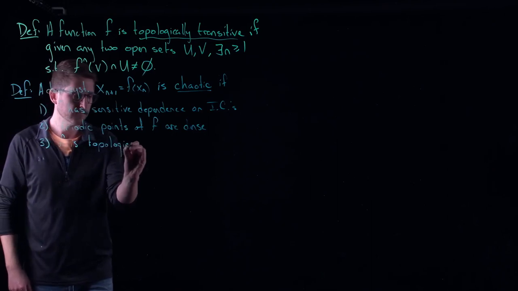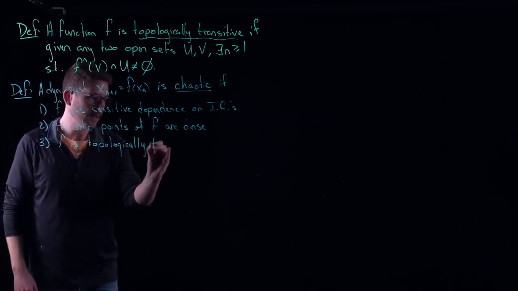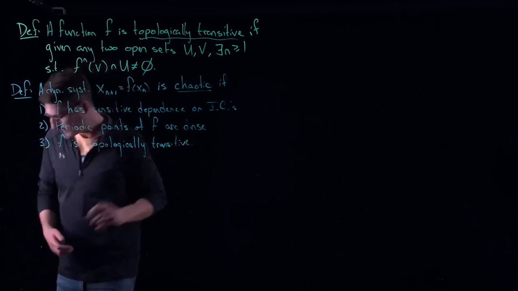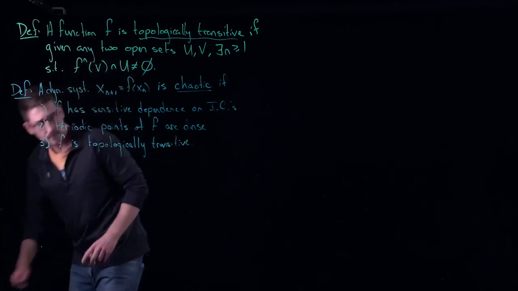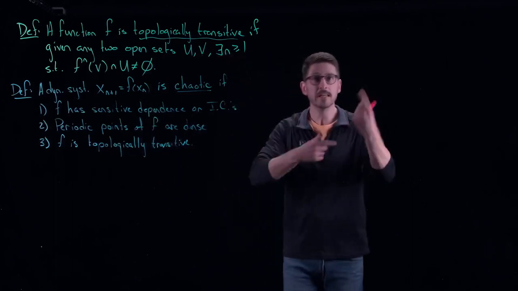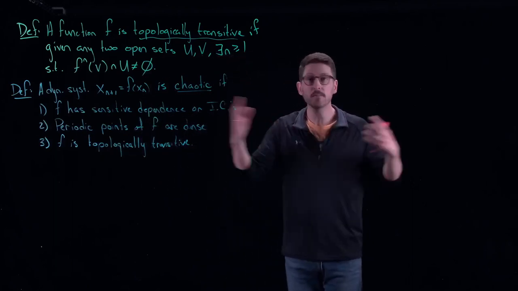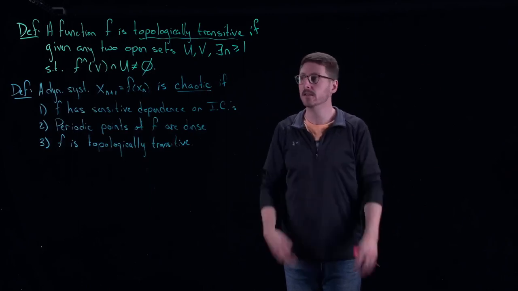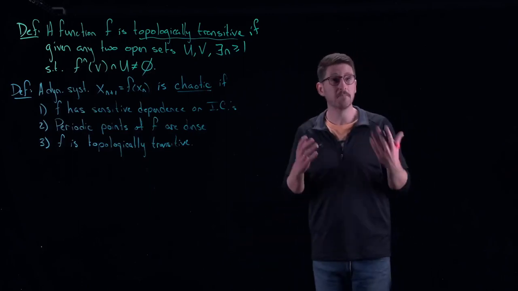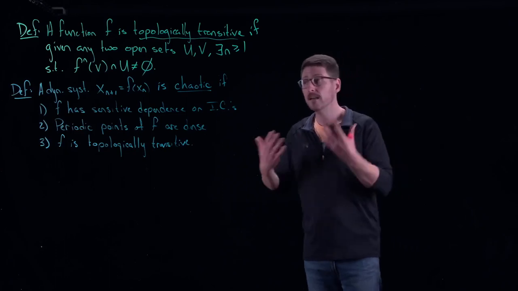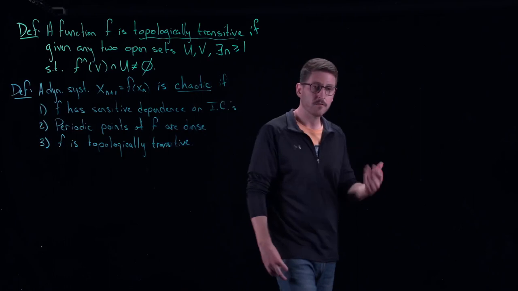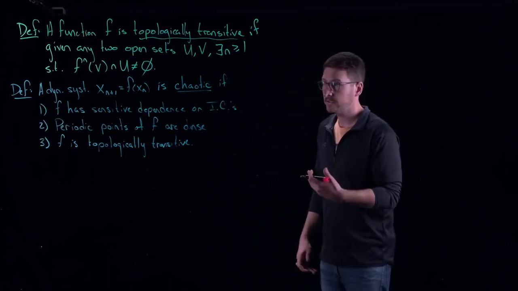And one more, based on our new definition, f is topologically transitive. Topologically transitive means that things are really getting sort of mixed up, right? Everybody is being sort of thrown together. This is similar to ergodicity of a system. Sometimes mixing is a related concept, again, depending on your level of understanding from topology and from dynamical systems that you're bringing to this.